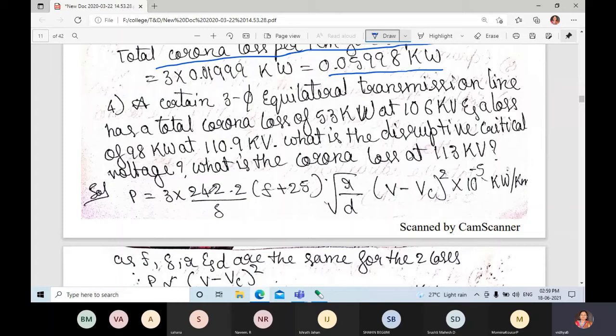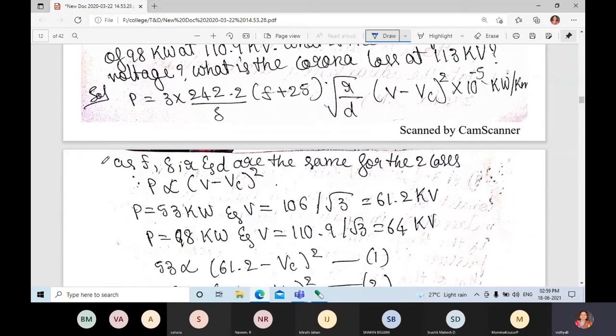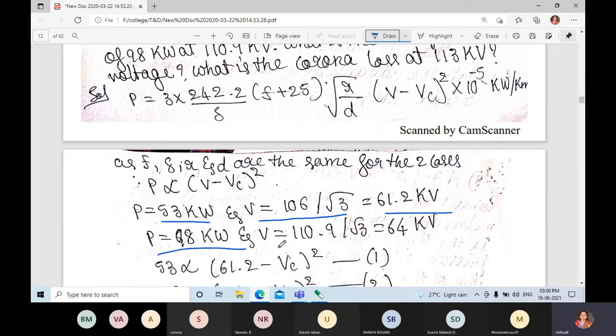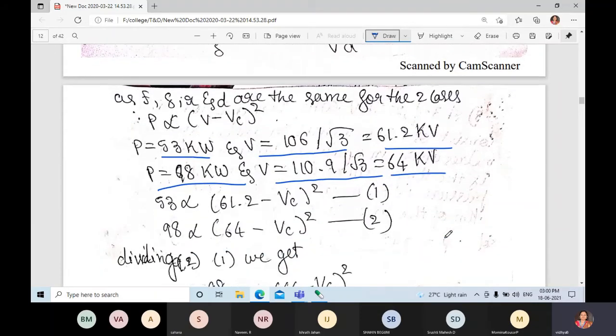P is equal to 3 into 242.2 divided by delta, into (F plus 25) square root of R divided by D, into (V minus Vc) whole square into 10 to the power of minus 5. As F, delta, R and D are the same for the two cases, P is proportional to (V minus Vc) whole square. First case: P is equal to 53 kilowatt and V is equal to 106 divided by square root of 3, that is 61.2 kV. Next case: P is equal to 98 kilowatt and V is equal to 110.9 divided by square root of 3, that is 64 kV.